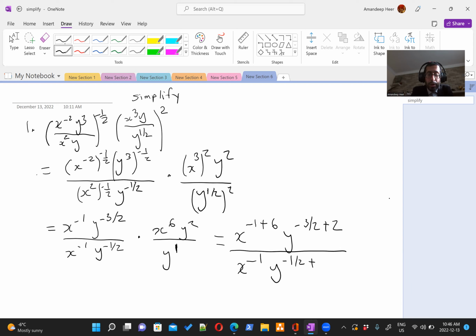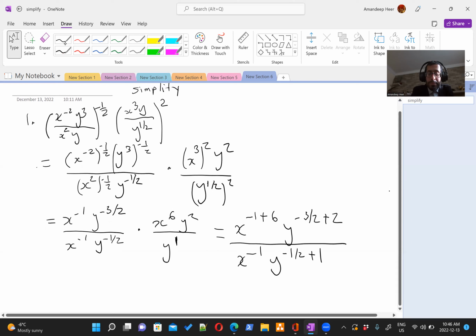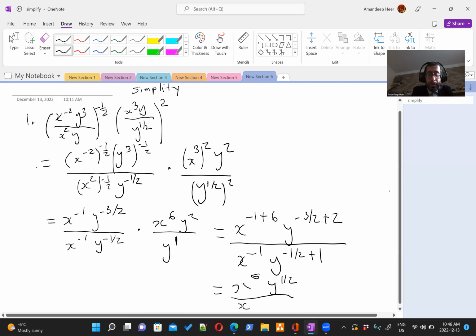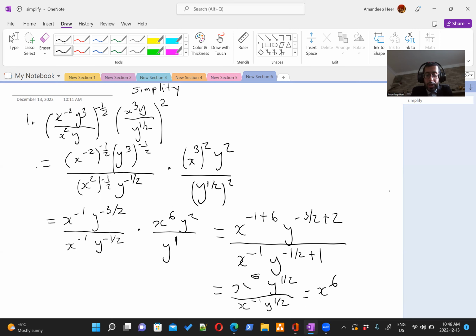Now, if we simplify this further, this will give you x to the power of 5, y to the half, all over x to the negative 1, y to the half. And if you combine them together, you should get x to the 6.